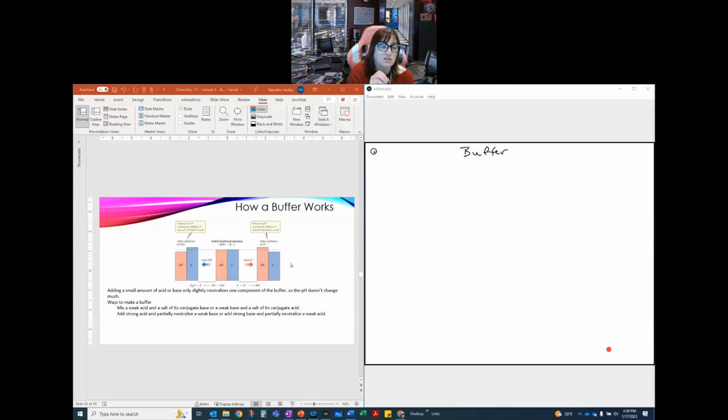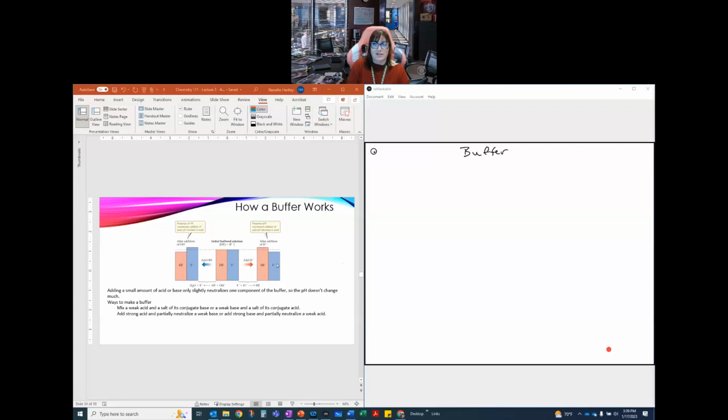Well, if I have a solution that's made with HF and F minus, we'll add some OH minus to that solution. So we start with this HF and F minus, right? I add some OH minus to that solution. The HF goes down, the F minus goes up. We can also do it the other direction. We can add H plus, the HF goes up, the F minus goes down. But it doesn't change all that much. And because it hasn't changed all that much, that's not going to be that big of a change in our pH.